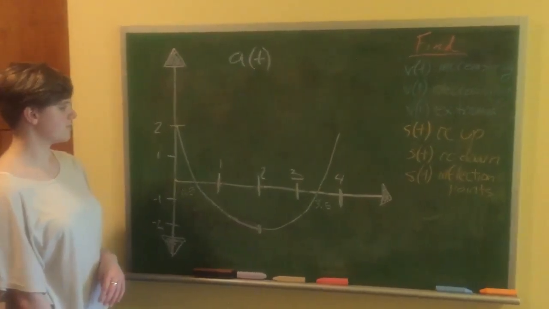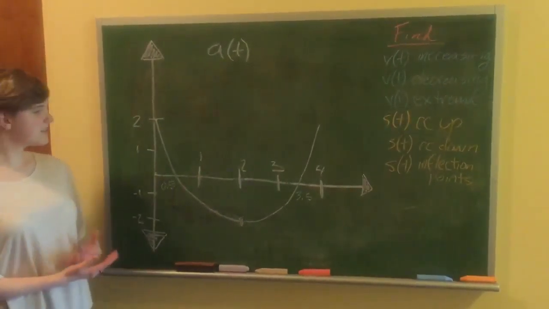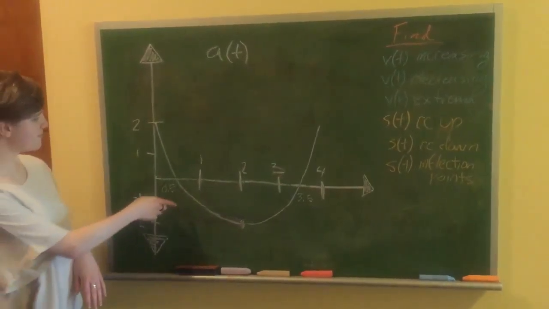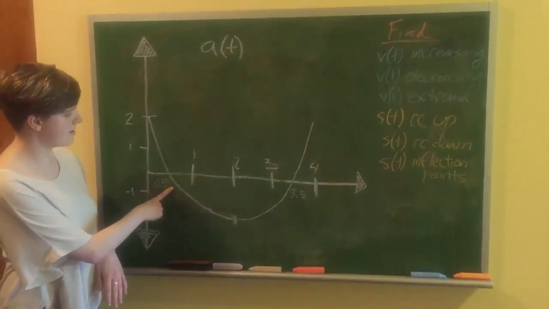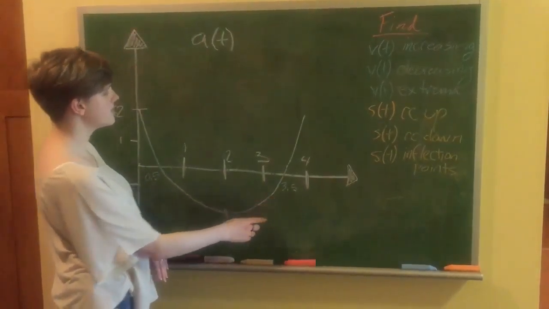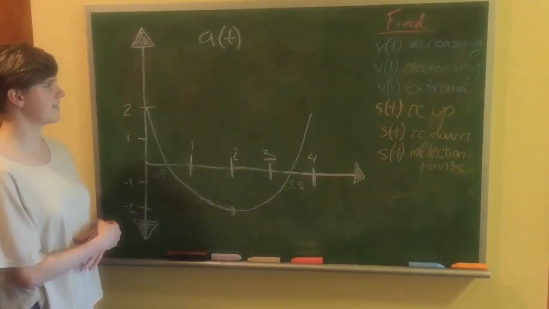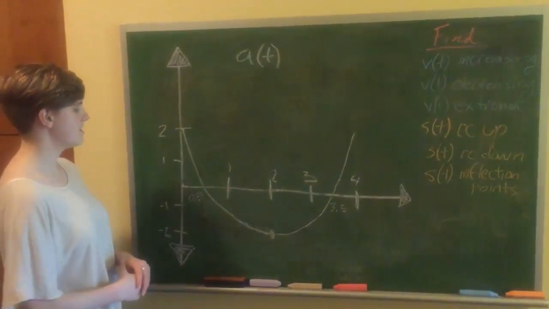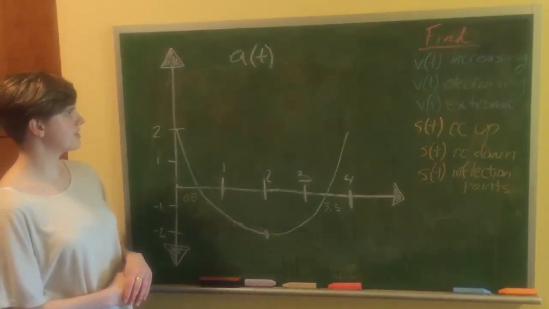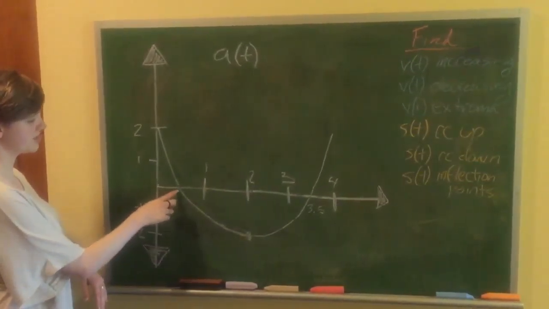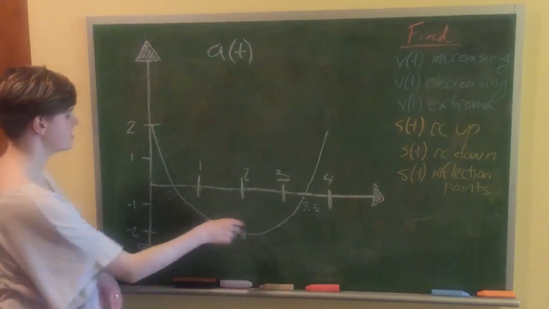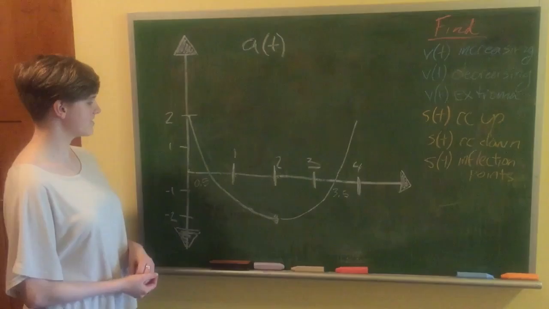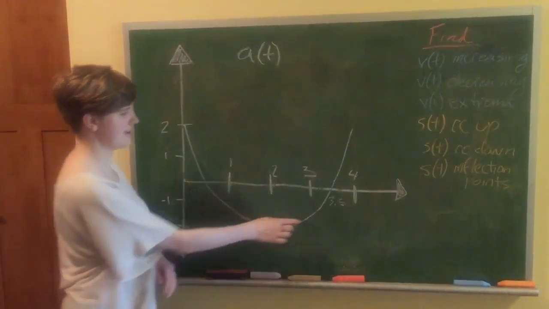Our second question is about where velocity is decreasing. Velocity is decreasing when the acceleration is negative. The acceleration graph is negative from 0.5 to 3.5, so velocity will be decreasing at that point. Our final question is about relative extrema of velocity. Relative extrema happens at points on the acceleration graph where it is 0 or does not exist and changes signs. This occurs at 0.5 and 3.5.